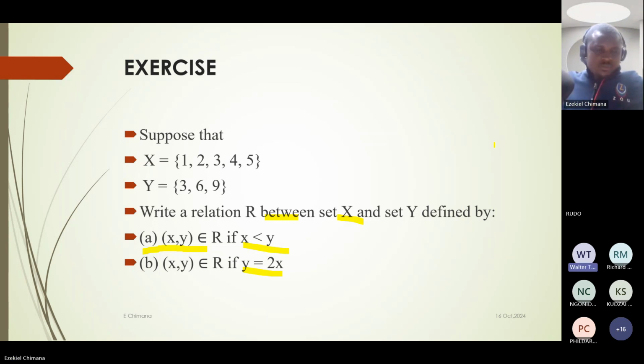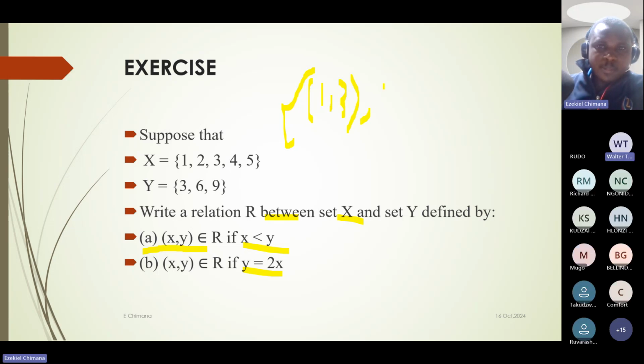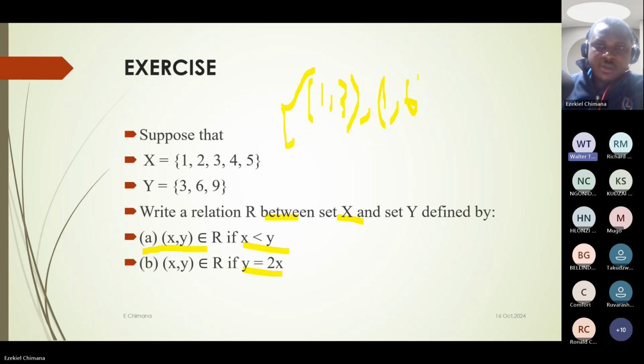Yeah, the relationship where x is smaller than y. We take 1 on X and compare with the values on Y. We see 1 is less than 3, so we say (1, 3). Then we take 1 again and compare with 6, we get (1, 6). And 1 with 9, we get (1, 9). Exactly. And then we take 2.